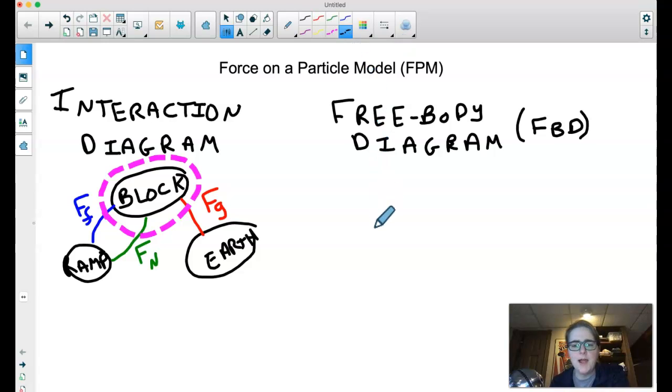Now with something like a block on a ramp, I find it really helpful to just sketch in the surface of the ramp. And then the free body diagram, that's where I shrink my system down to a single dot. So that dot would represent the block. And then I need an arrow for each force that's external to the system. So each interaction with something from outside the system. And so I have the force of gravity. And that is the earth acting on the block.